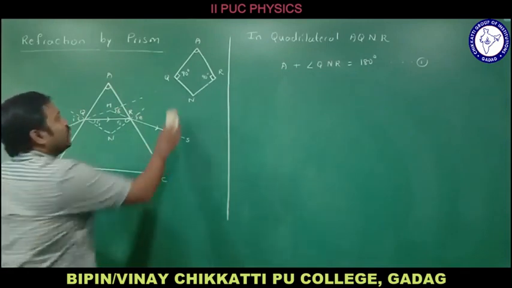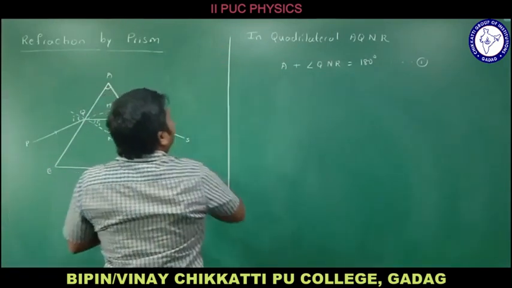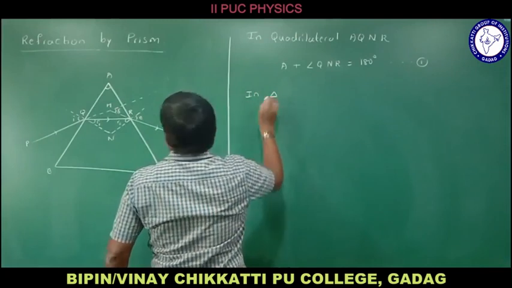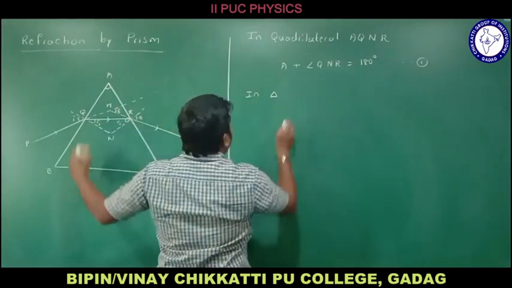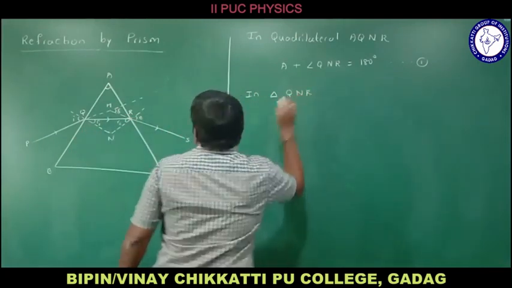Right? Now let me go on to the next one. In a triangle QNR, let me take triangle QNR. Where is that now here? Here.